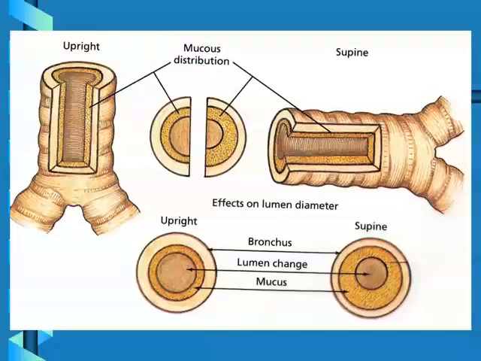And this is showing a diagram where you can see when somebody's standing upright how the mucus evenly lines the whole bronchial system. But when they lay down, it redistributes itself. And you can see that the opening when you're upright is much wider than the opening when you're lying flat.